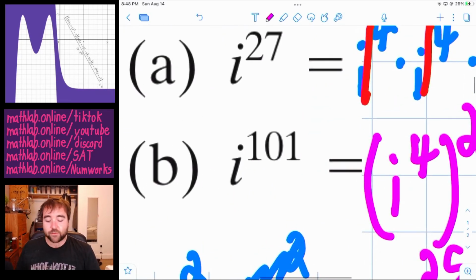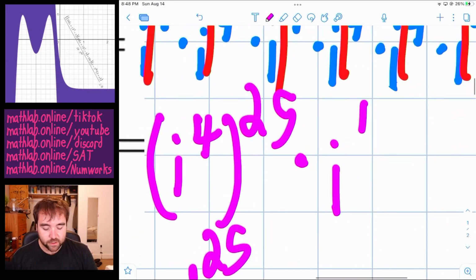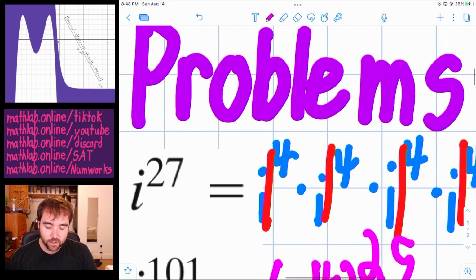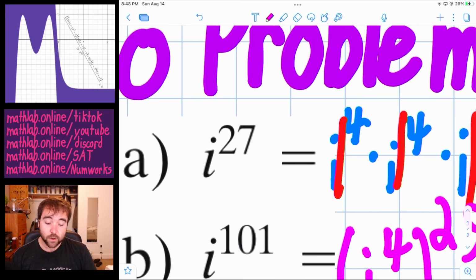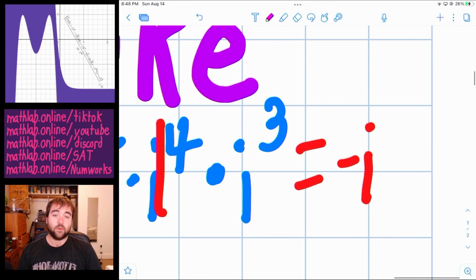So the whole deal with these problems is you're dividing the exponent by 4, and you're looking at the remainder. So see, 101 divided by 4, the remainder is 1. So that's why this is equal to i to the 1st. 27 divided by 4, the remainder is 3. So it's equal to i cubed, which is negative i.